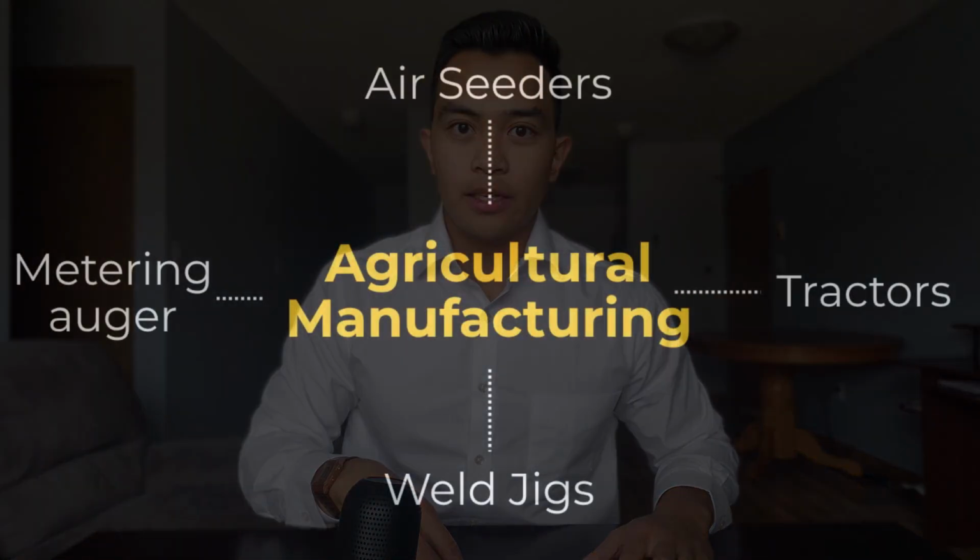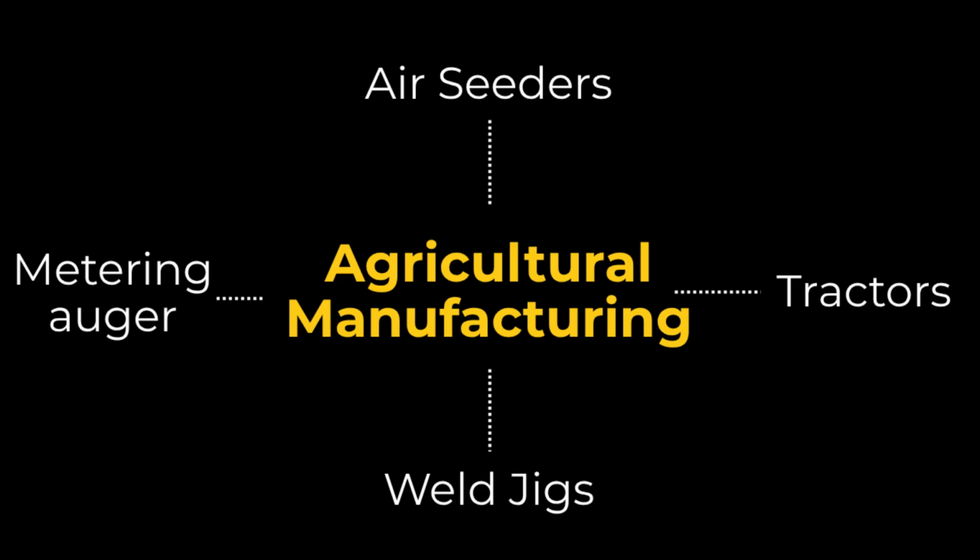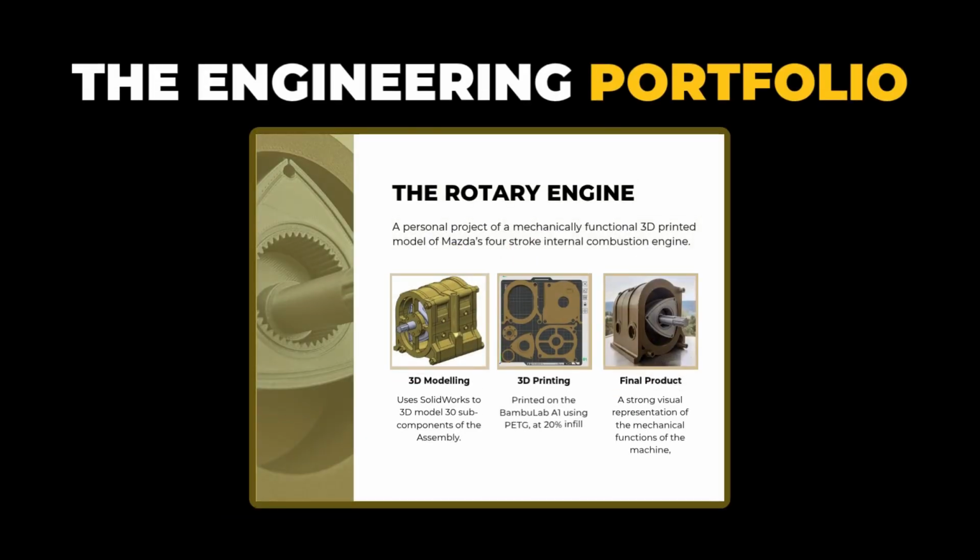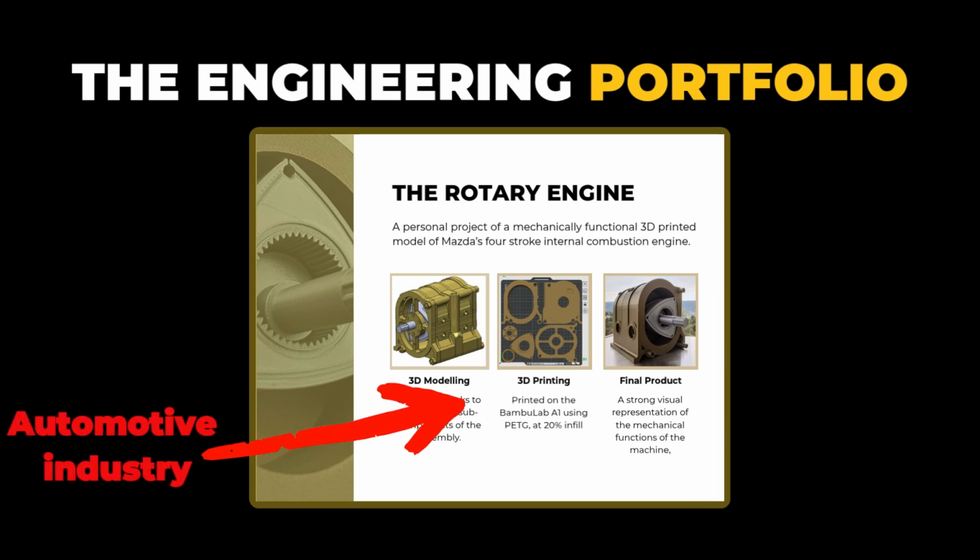What would look attractive to these recruiters for this agricultural manufacturing industry would be stuff like metering auger projects, weld jigs, air seeder tanks. So whatever your desired industry is, or whatever internships you're applying to, make sure that the projects you're including in your design portfolio are actually in the right genre of the industry.